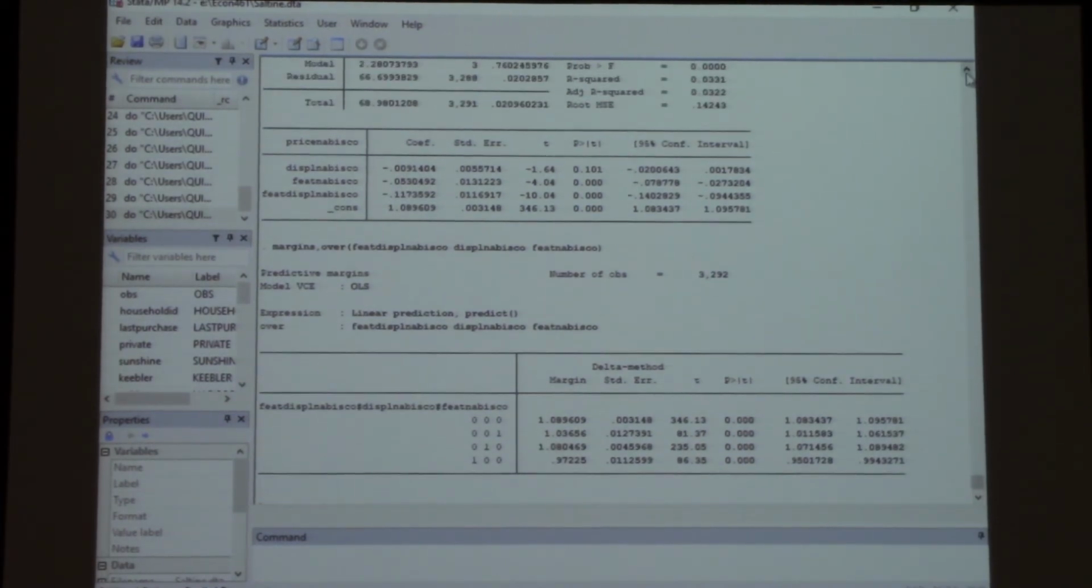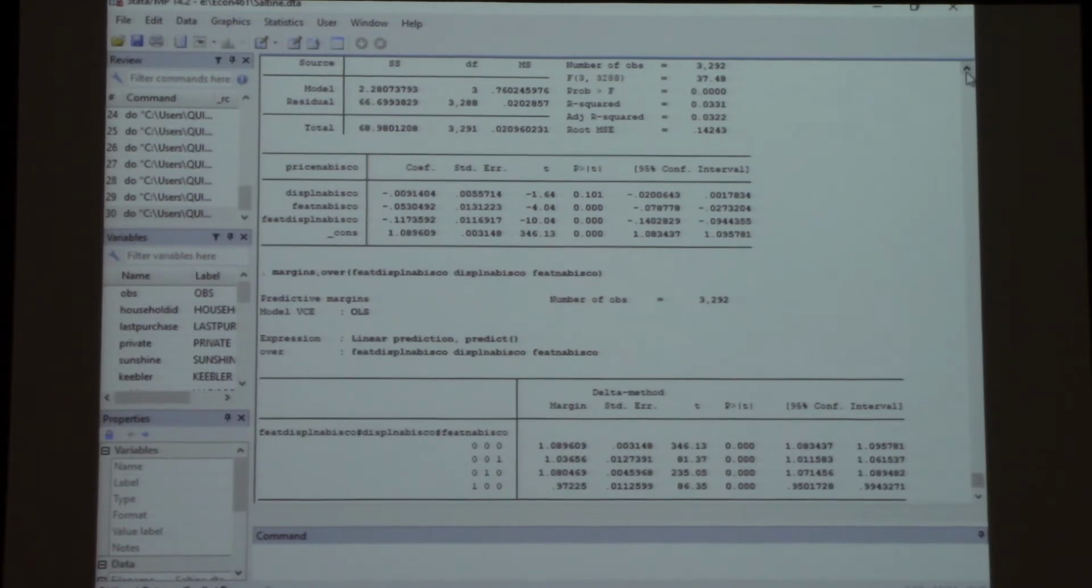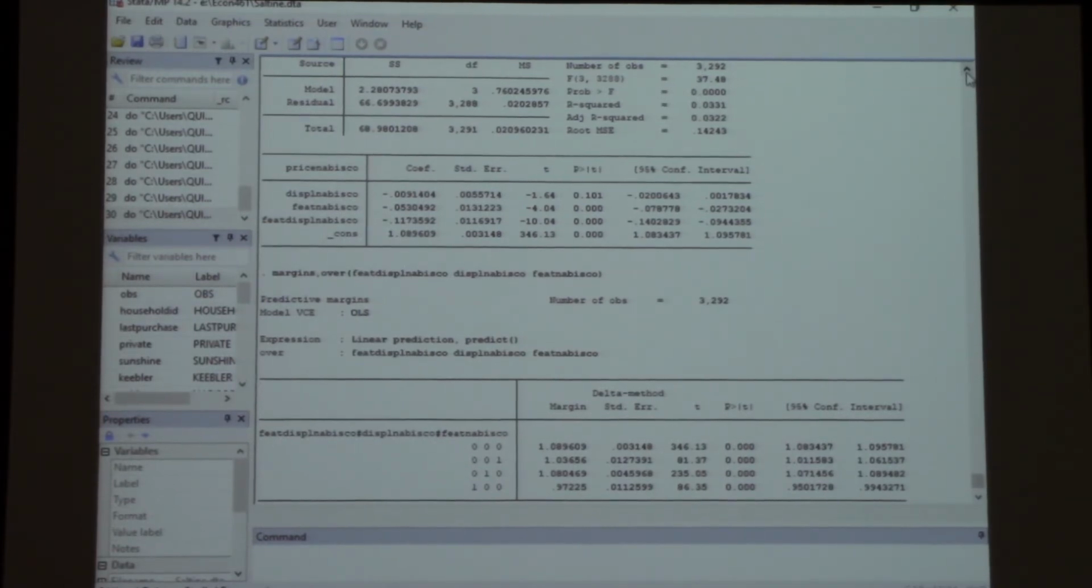Is Nabisco behaving like everybody else, that is, are they lowering prices when they promote? On average, the non-promoted price of Nabisco is $1.08. When it's on display, it's less than a penny less, but that difference is not statistically significant. When it's on feature, it's about 5 cents less, and that difference is statistically significant. And when it's on feature and display, it's about 12 cents less, and that difference is statistically significant.